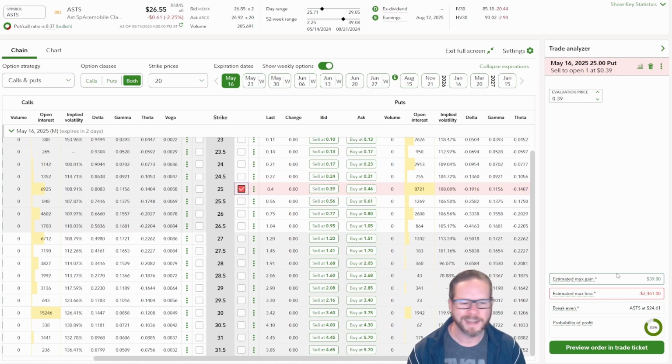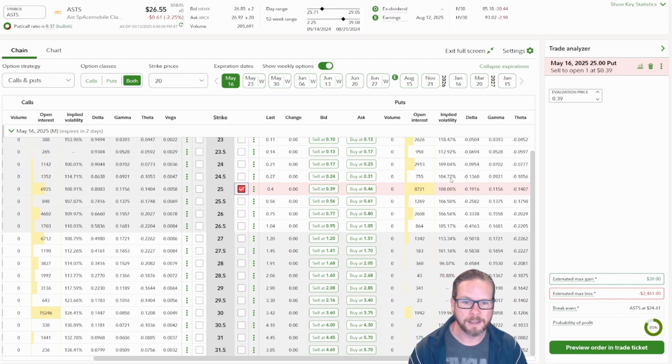So 85%, it was probably closer to 80% at the time, but knowing that earnings had already passed, it was unlikely in my mind that we were going to drop down below 25. And I actually sold this option at 60 cents a contract, which means that my cost basis would be 24.40, which is good downside protection to go even further.